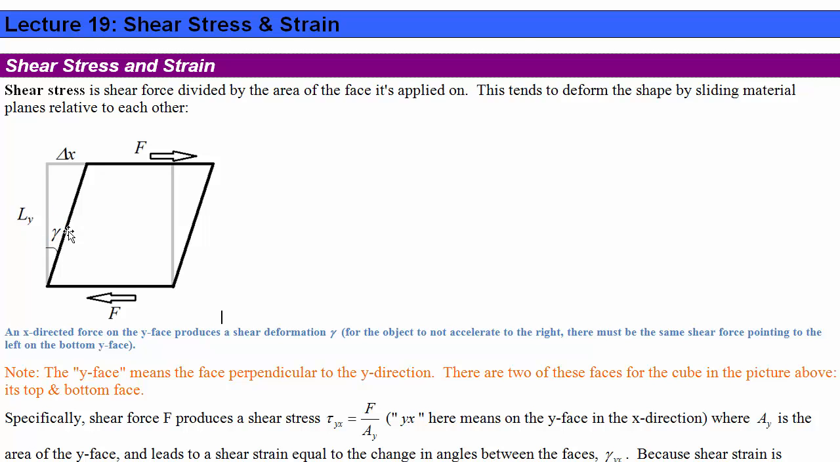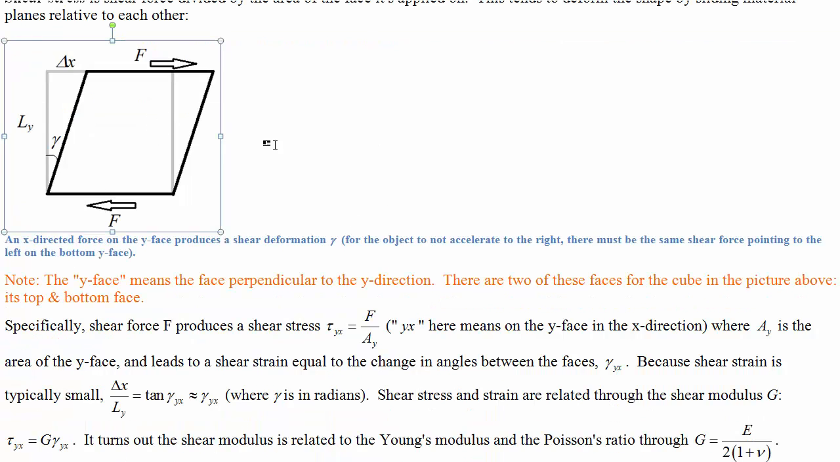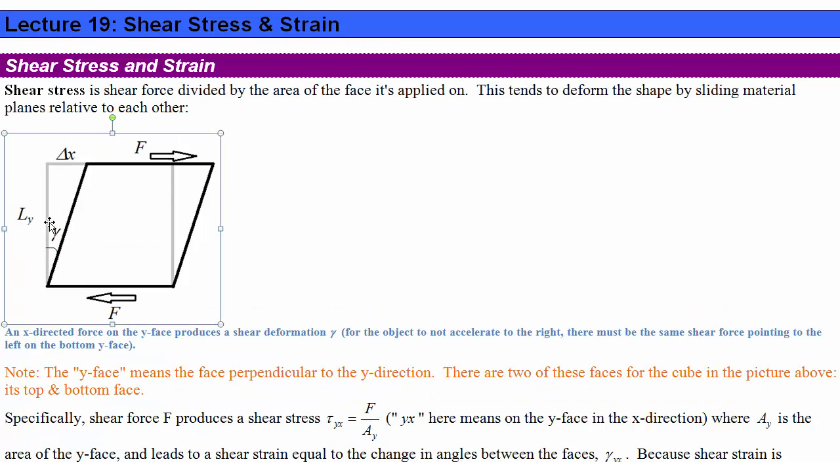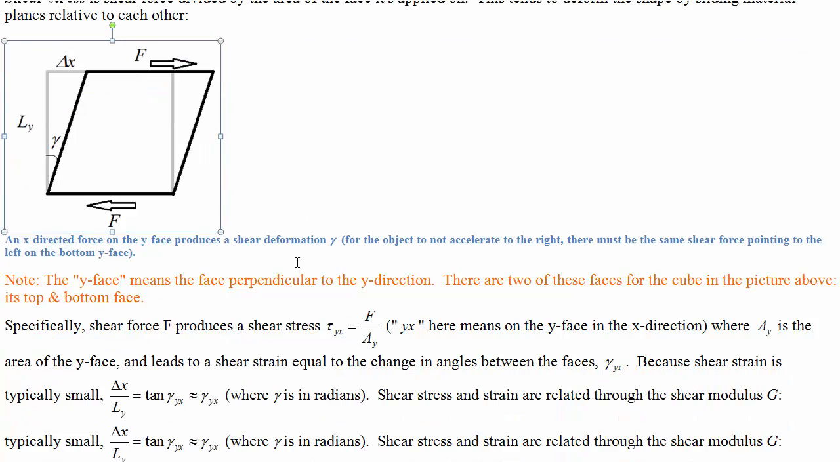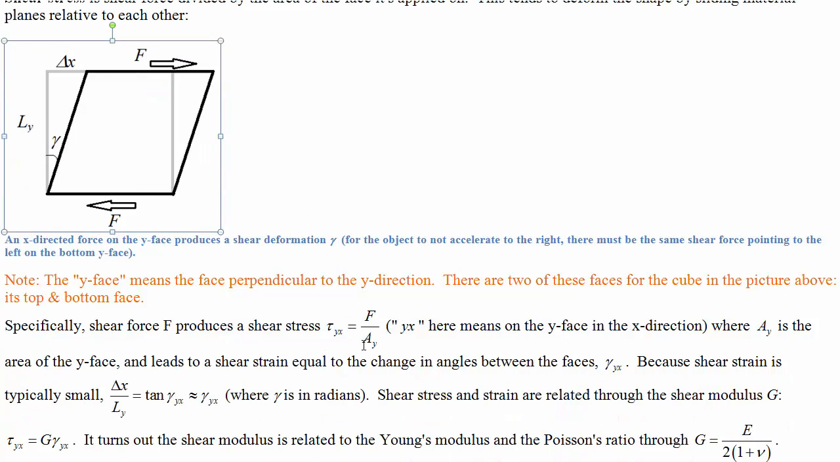Shear strain is defined as the change in plane position per unit plane separation, so delta x over Ly, which is the x displacement per y length. Now we can define this with an analogous definition to the one we used for the axial stress. So shear stress is force divided by Ay.